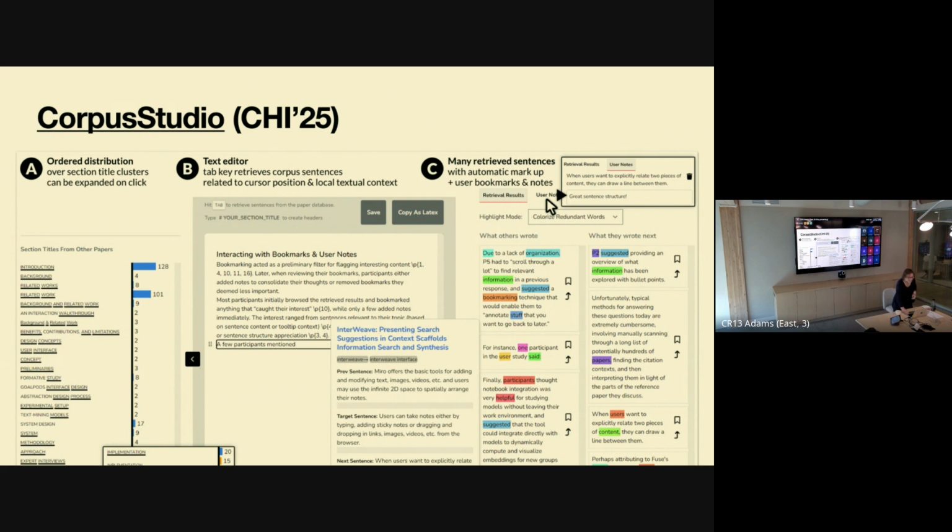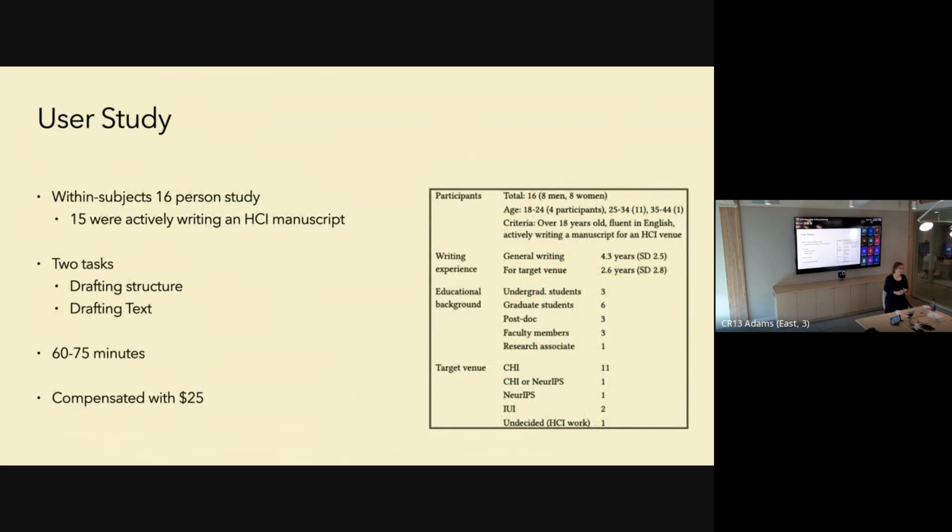Okay. Well, let me just quickly go through the user study here. And I'm also happy to show you live demos, but I also want to make sure that we get through both key systems. So we had a within-subjects, 16-person study. 15 were actively writing a CHI manuscript at the time. We had them draft the structure of the paper they were working on and then draft the text.